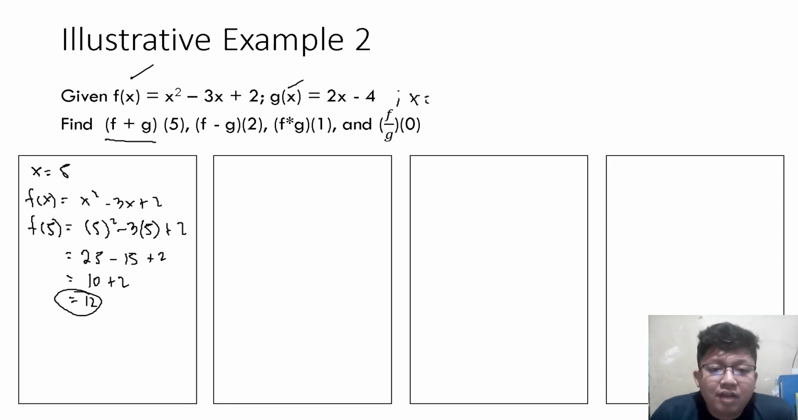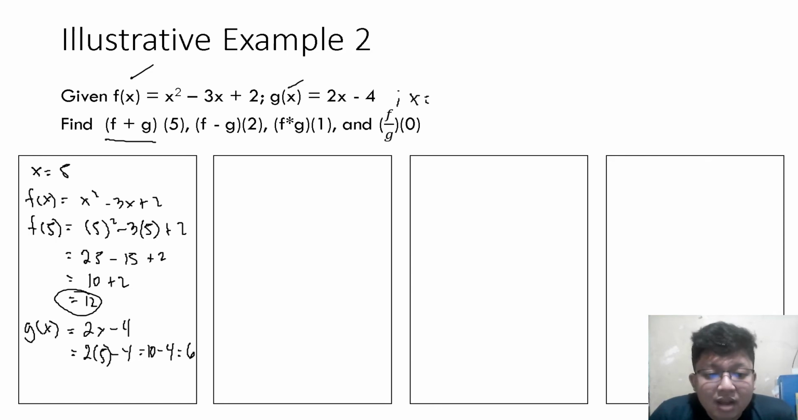Next, we have the g of x. For the g of x, we have 2x minus 4. Now, we will simply substitute the value of 5, then 2 times 5 minus 4. So here we have 10 minus 4, which equals 6. Now that we have 6 and 12, we can apply the operations on functions, f plus g.